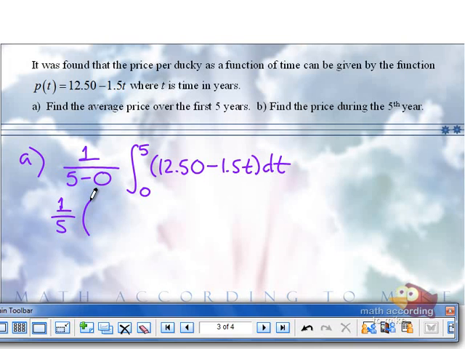What is the antiderivative of 12.50 with respect to t? 12.50t. And what is the antiderivative of 1.5t? Be careful, with respect to t. If instead of 1.5, you want to think of it as 3/2, that's fine. 3/4 t squared, correct. And the bounds are 0 to 5.